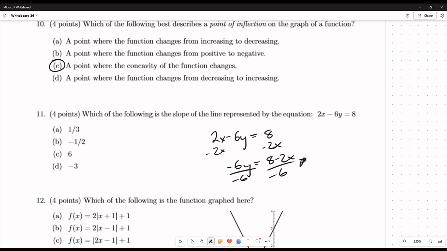And it doesn't really matter what this thing is here. It's 8 over negative 6. Fine. But then we're also going to have minus 2x over negative 6, which is the same as, if you want to write it, negative 4/3 plus 1/3 x. And now that I have it written like this, what's the slope? It's 1/3.